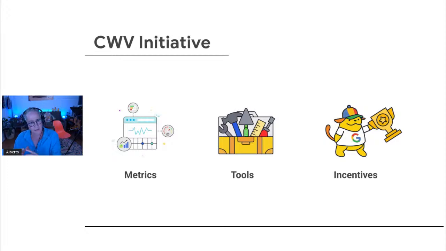The second aspect is tools that allow us to measure how our Core Web Vitals are behaving in our site, and in some instances, to automate the factors that influence the emergence of these Core Web Vitals in our sites.